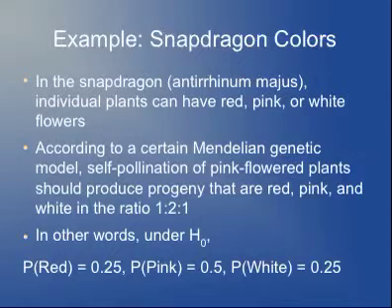So here's a simple genetics example that I pulled out of a textbook somewhere, that there's a type of Snapdragon that can have either red, pink, or white flowers, and under a certain type of genetic model, I believe this is just a codominant model, if you have pink-colored flowers, that should produce progeny that are red, pink, and white with the proportion 1 to 2 to 1. In other words, about half of the progeny should be pink, but 25% should be red and 25% should be white.